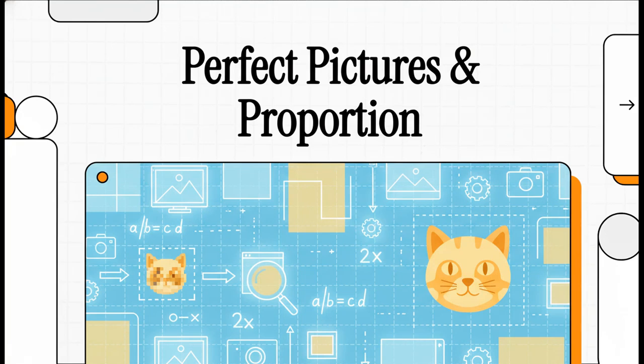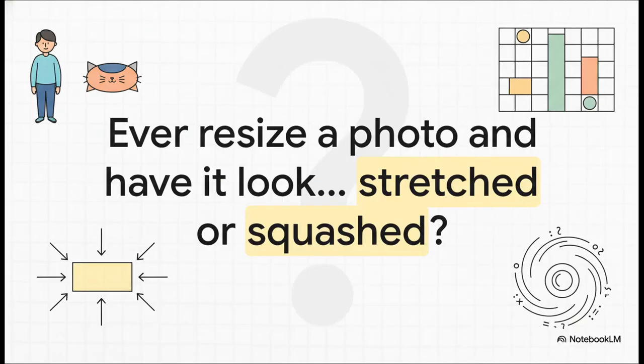Hey everyone, and welcome. Today we're going to crack a code that you literally use every single day, probably without even realizing it. I'm talking about the secret math behind every perfect picture on your phone or computer. You know what I'm talking about, right? You try to resize a photo and suddenly your friend looks super stretched out, or your poor cat looks totally squashed. It's so frustrating. But what if I told you the reason it happens and the secret to fixing it is all about a really cool and simple math idea?